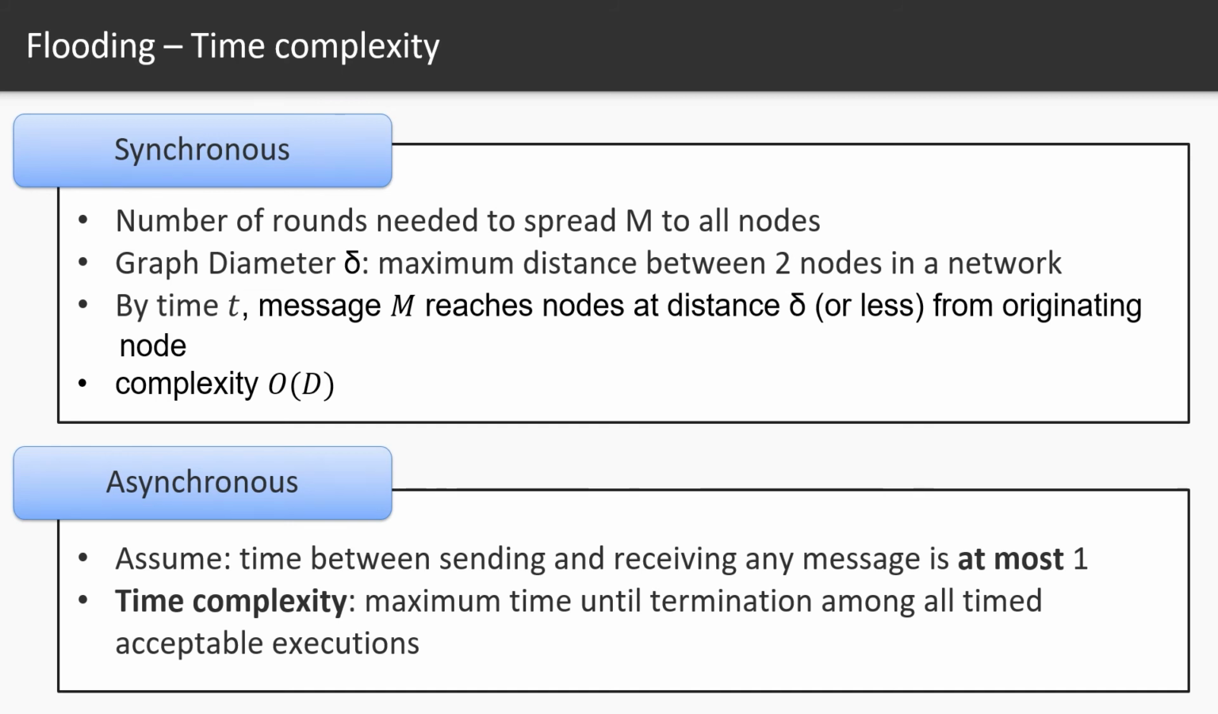In asynchronous execution, we assume that the time between sending and receiving any message is at most 1. So the time complexity can be said to be the maximum time until termination among all the timed acceptable executions.